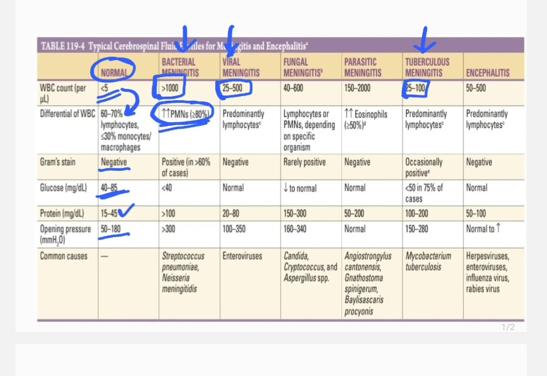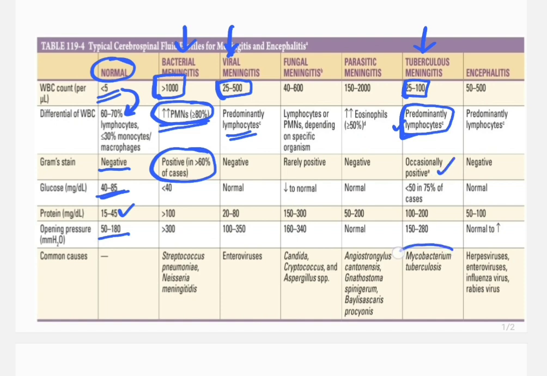Similarly, tubercular meningitis is a chronic infection, so lymphocytes will predominate, but if the CSF study is done in the early stage, then we may not always get lymphocytic predominance; we may get neutrophilic predominance. Regarding viral meningitis, it is always lymphocyte predominant. In bacterial meningitis, as the organism is a bacteria, gram stain may be positive in more than 60% of cases, but in tubercular meningitis gram stain is usually negative, and positivity is very low, maybe due to secondary bacterial infection.